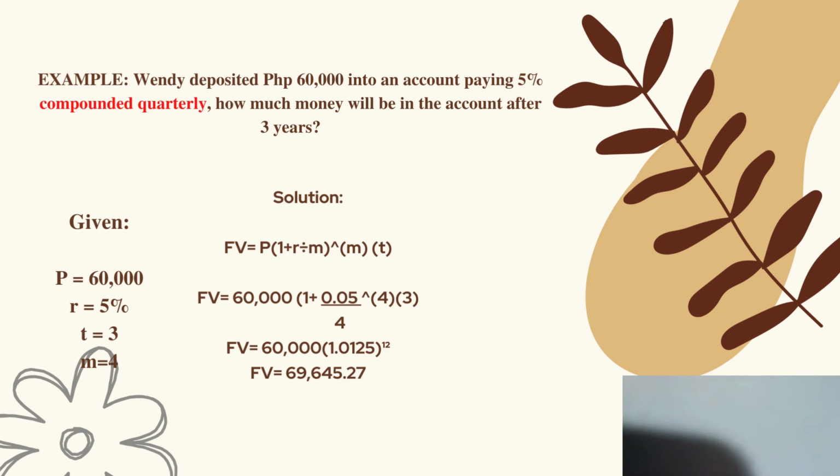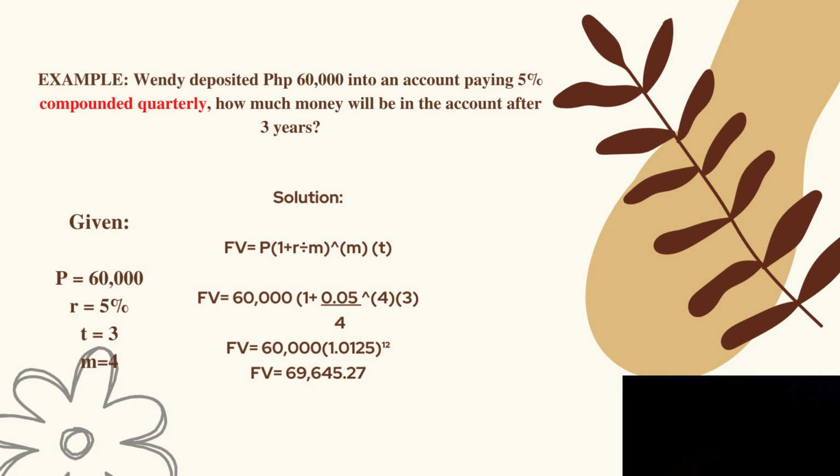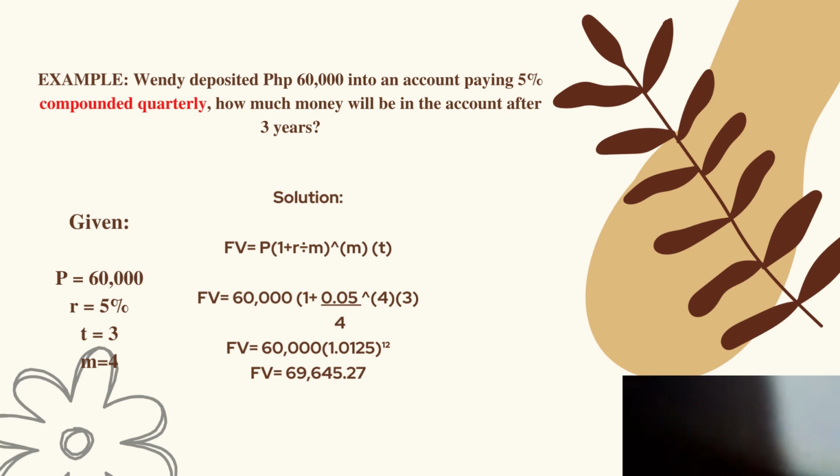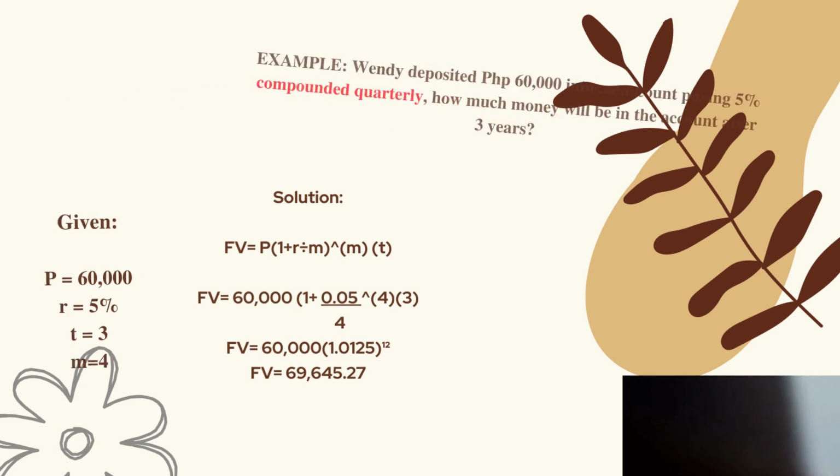It will look like this: FV equals 60,000 in the quantity of 1.0125 raised to 12. So, the next thing you will do after that is multiply 60,000 by 1.0125 raised to 12. The answer there is 69,645.27. So that is the final answer.